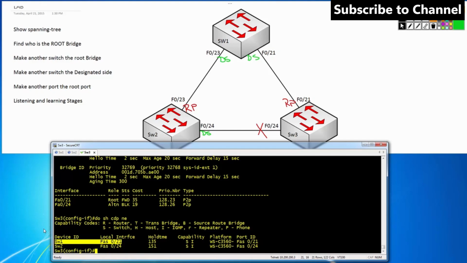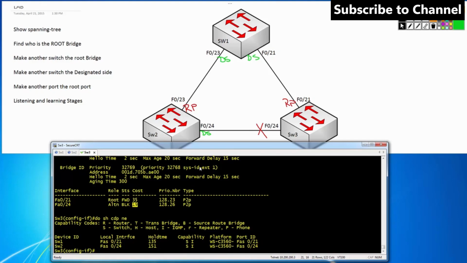Now, remember what I said: after our designated ports and our root ports are decided, whatever's left is blocking. Well, between switch 2 and switch 3, we have a decision to make. Who's going to become designated? Now, if we look at our spanning tree, we notice that Fa0/24 on switch 3 is blocking. So how do we make this decision?